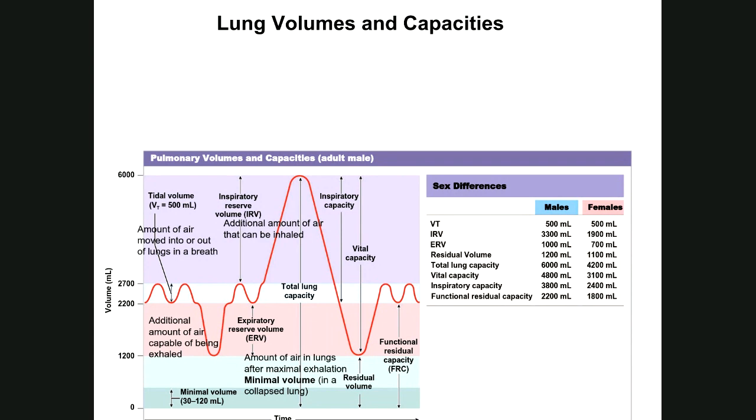Besides those volumes, we also have capacities that combine those lung volumes. We have the vital capacity, which is the total usable volume of the lung, under voluntary control. This value does not include the entire lung volume, as it's not possible to breathe all the air out of the lung. Then we have the inspiratory capacity, which is the sum of the tidal volume plus the inspiratory reserve volume.